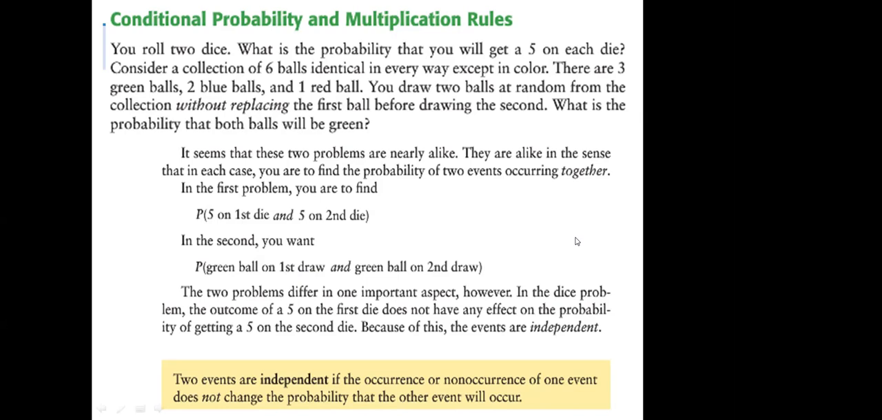These events are called independent. The outcome of the first had no effect. The outcome of me getting a five on the first die had no effect on me getting a five on the second die. These events are called independent. Notice the definition here. Two events are independent if the occurrence or non-occurrence of one does not change the probability that the other event will occur.